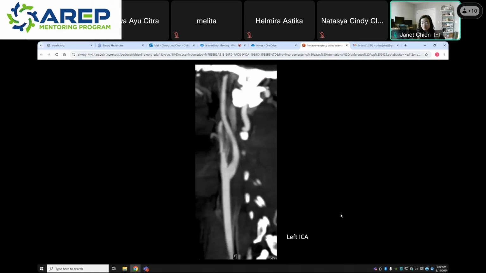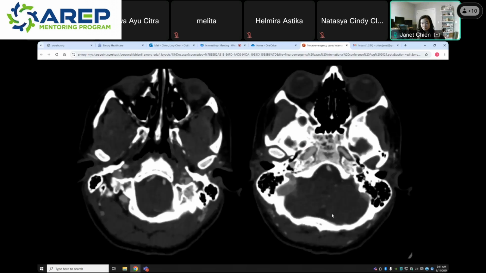It's a MIP sagittal reformat of the common and ICA on the left. It looks pristine, right? It looks perfect. There's no abnormal narrowing that I can see on the sagittal. What about here? Anybody see anything?